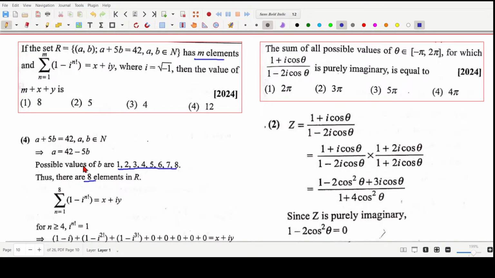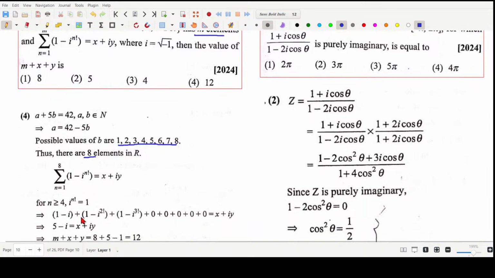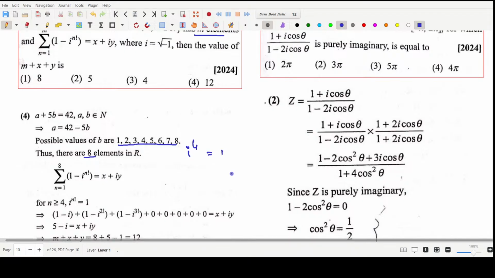N equals 1 to n. What does this mean? This means 1 minus i power 1 factorial plus 1 minus i power 2 factorial plus 1 minus i power 3 factorial like this. Like this, 1 factorial, 2 factorial, 3 factorial up to 8 factorial. Agreed. But we know i power 4 equals 1.